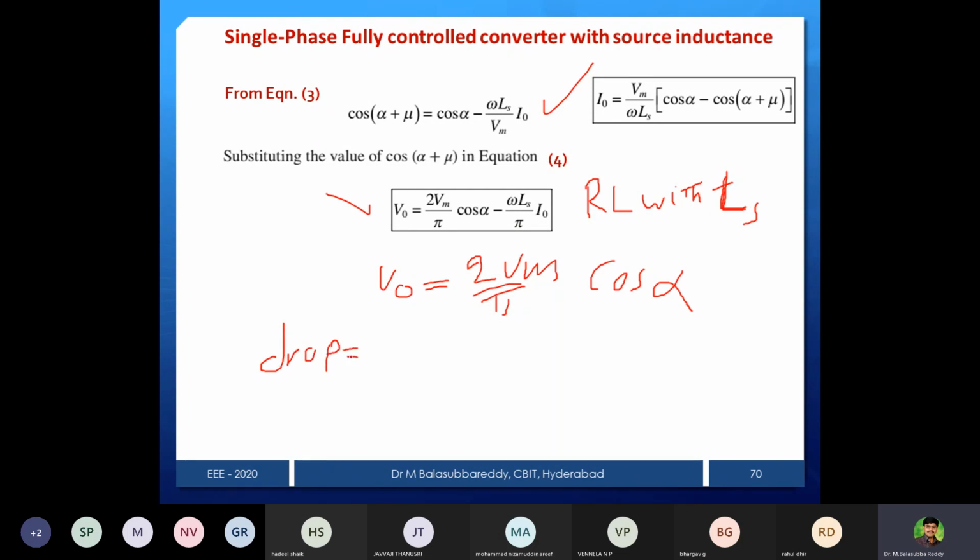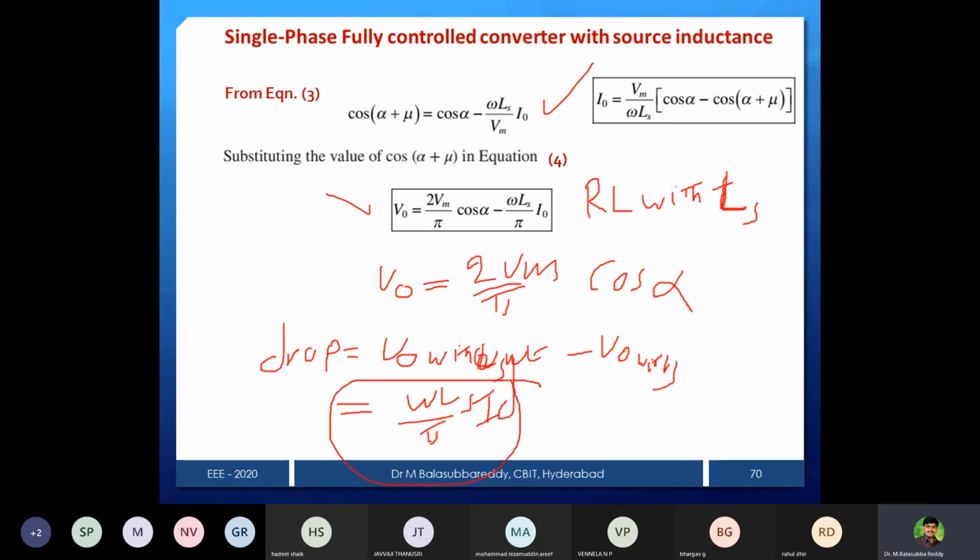find the drop. So drop is equal to V out without LS minus V out with LS. That's all. If you subtract that, what can I get as the drop? Omega LS by pi into ID. So this much amount is going to drop due to source inductance.